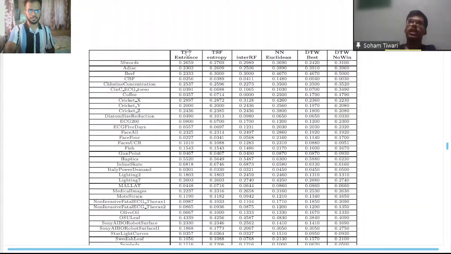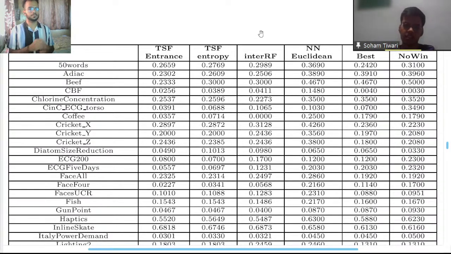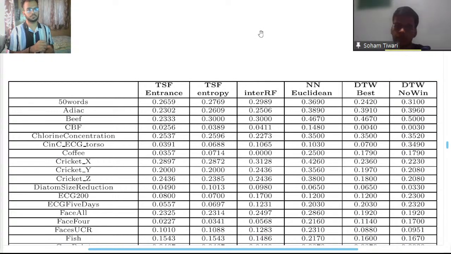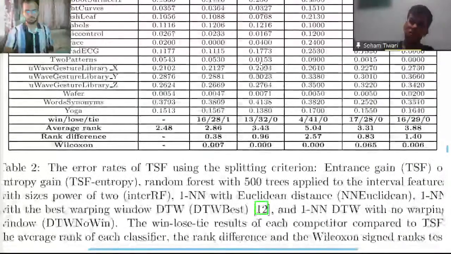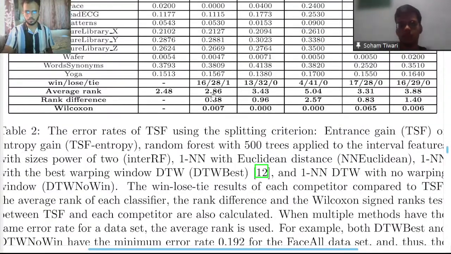Right. So in the table, we have TSF entrance and TSF entropy. In TSF entrance, they are considering the margin as well, and in TSF entropy, they're only using the entropy metric without the margin. So as you correctly said, they're not considering the margin to break ties. We can observe that it still performs pretty good. It gives us a rank of 2.86.